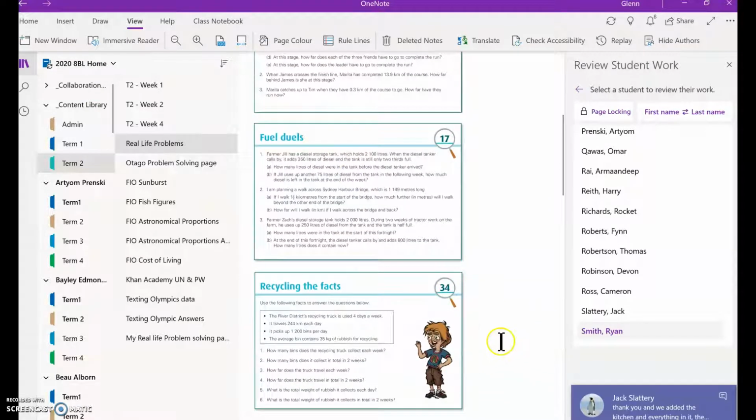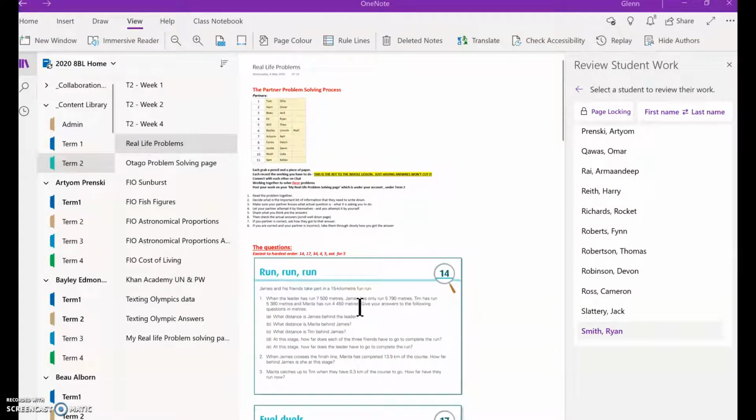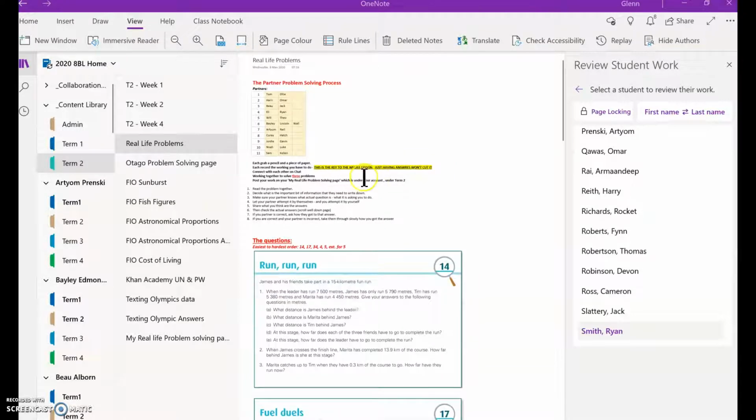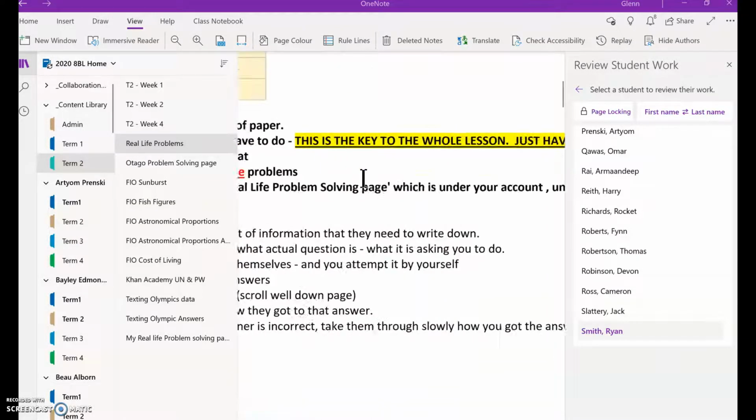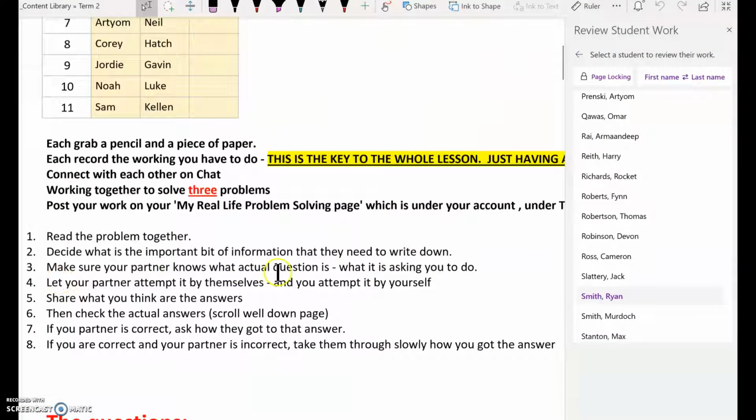Just a reminder, don't use a calculator, and actually make it a collaborative thing. Follow these instructions. It's not a matter of going, all right, I'm going to do this half of the questions, you do that half of the questions. You are reading the problem together, deciding what the important parts are, the information that you need to know, and making sure you understand the question.